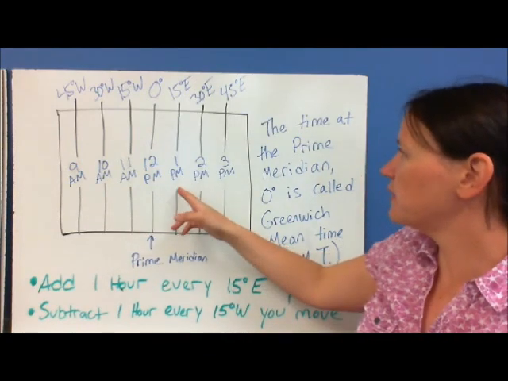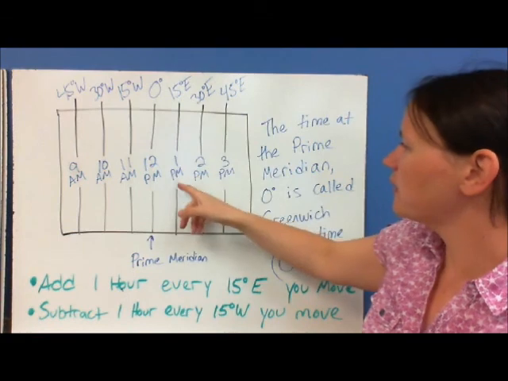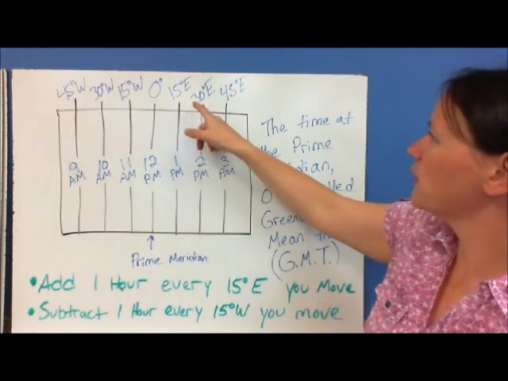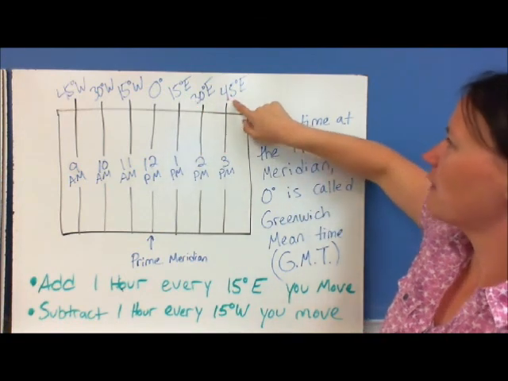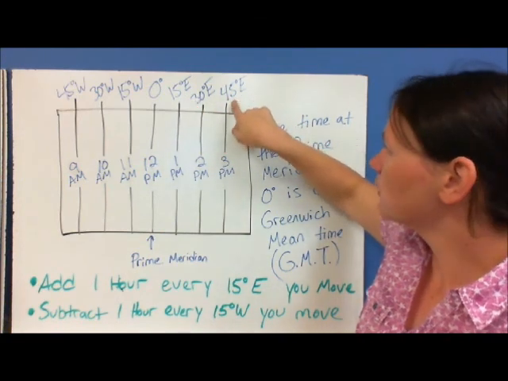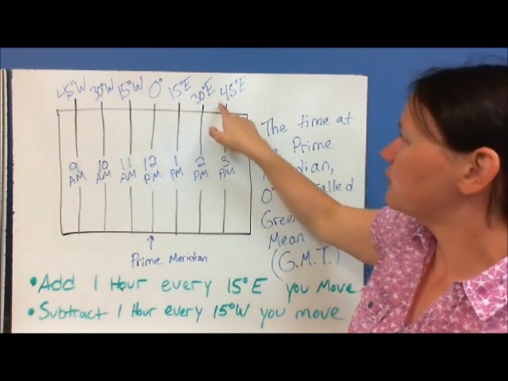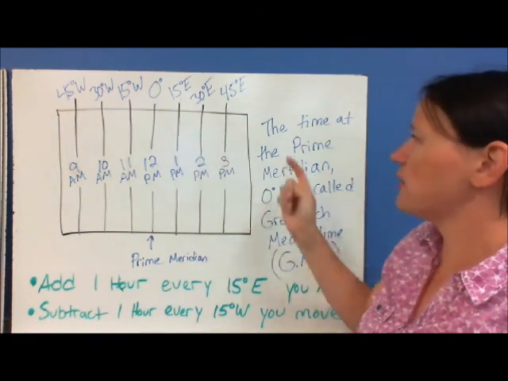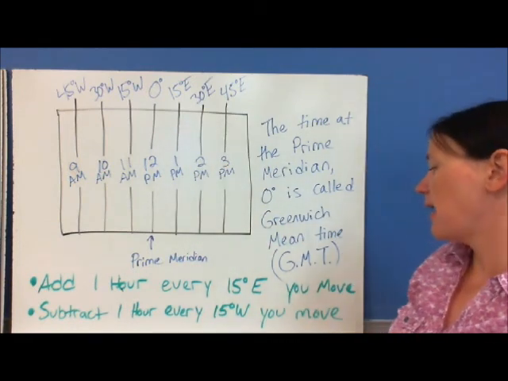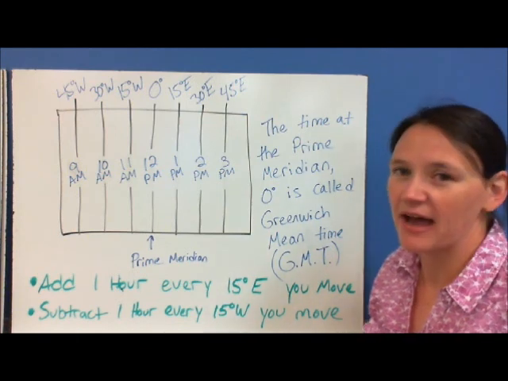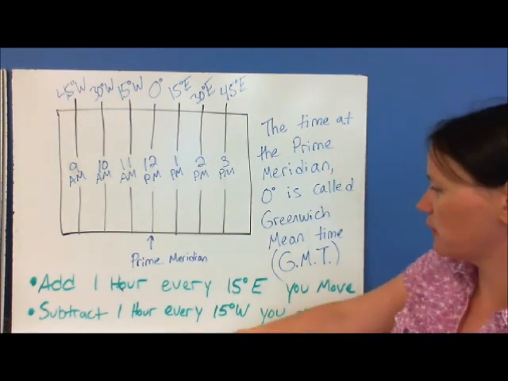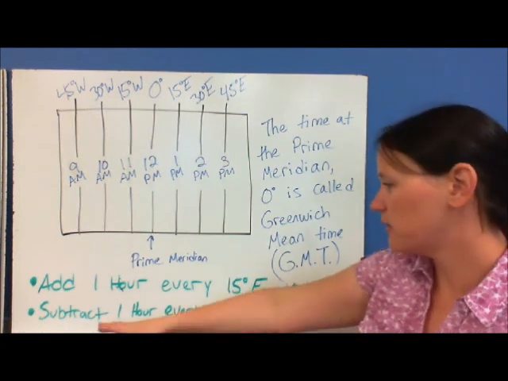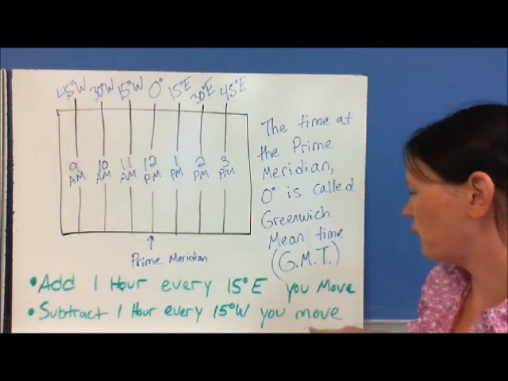As you go towards the east, it's the opposite. 15 degrees east, it's an hour later. You go 30 degrees east, it's another hour later. So if you figure out that's 45 degrees from 0, you divide that by 15, you're going to get 3 hours difference. And since you know it's to the east, you would add those 3 hours. So down here you can see, add 1 hour every 15 degrees east you move, and subtract 1 hour every 15 degrees west you move.